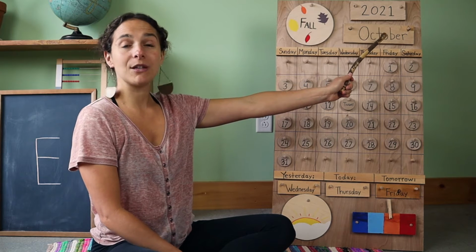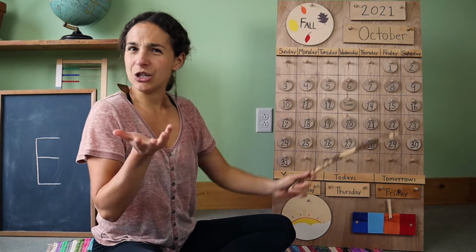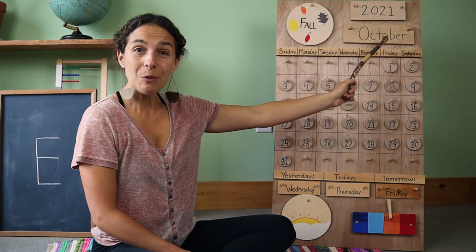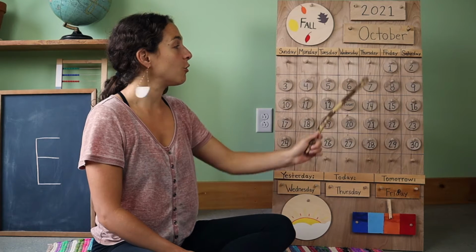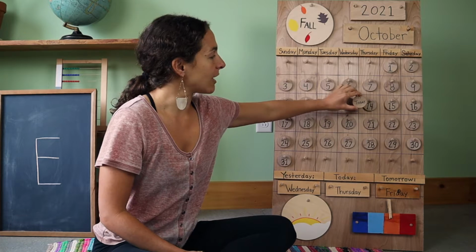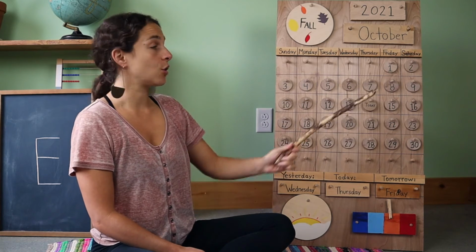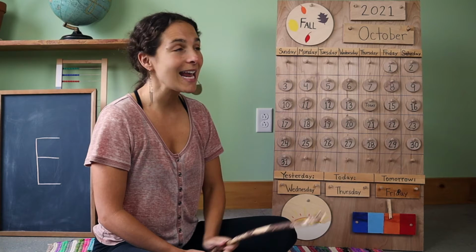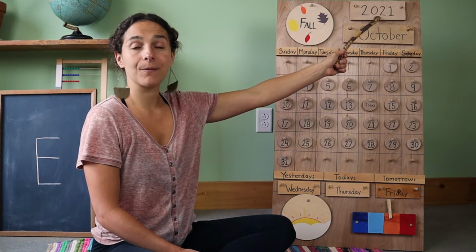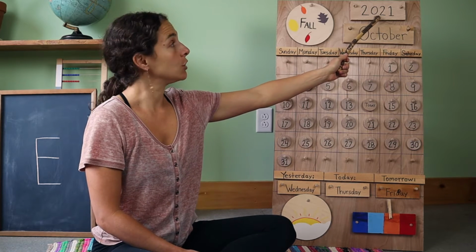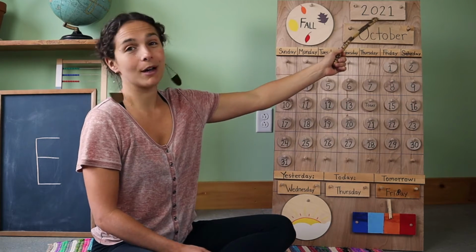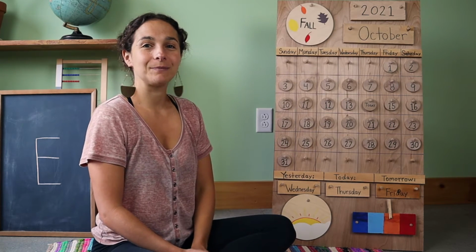Right up here at the top of the chart, we have the month. Do you remember what month it is? October. Today is October 14th. So let's move the chip over from yesterday. Yesterday was October 13th, and today is October 14th, and up here we have the year. You can say that the year is twenty twenty-one, but you can also say that the year is two thousand twenty-one. Both of those ways are correct.